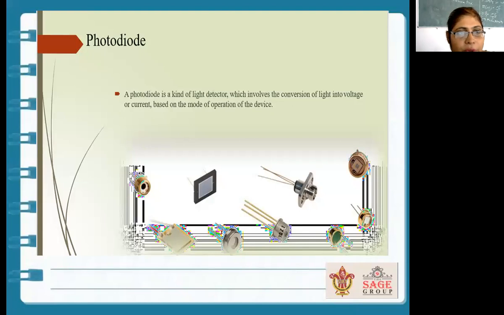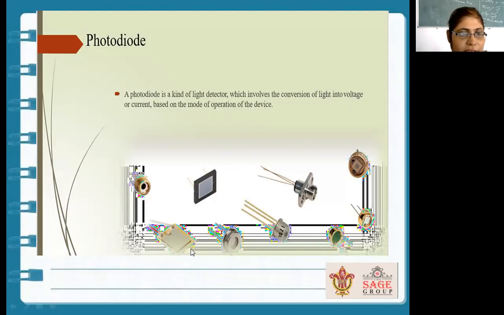See here the photodiode. The photodiode is actually a kind of light detector which does the conversion of light into voltage or current based on the mode of operation of the device. So this photodiode is nothing but a transducer which is doing the conversion of light energy into electrical energy. The light is converted into either voltage or current.